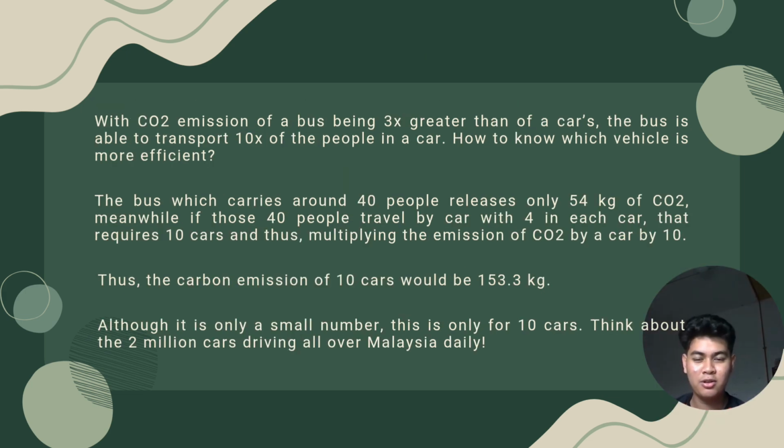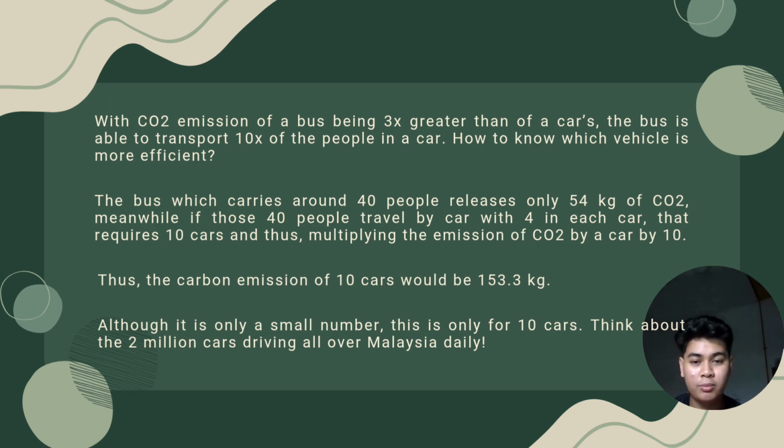With the CO2 emission of a bus being 3 times greater than that of a car, the bus is able to transport 10 times the people in a car. How to know which vehicle is more efficient? The bus, which carries around 40 people, releases only 54 kg of carbon dioxide gas.